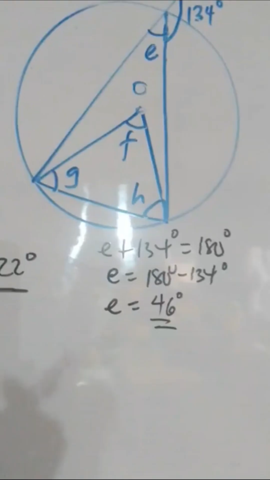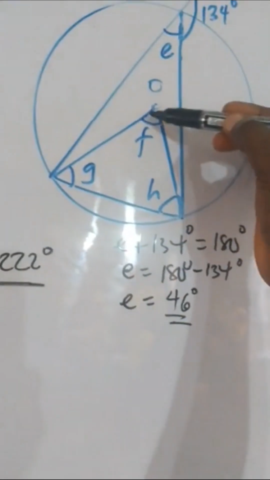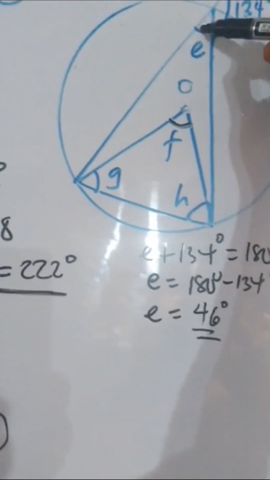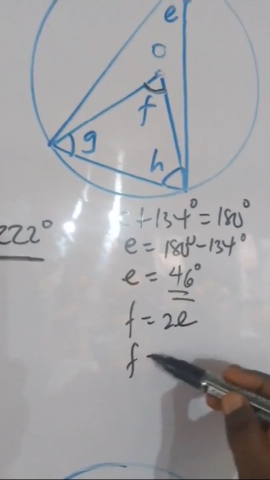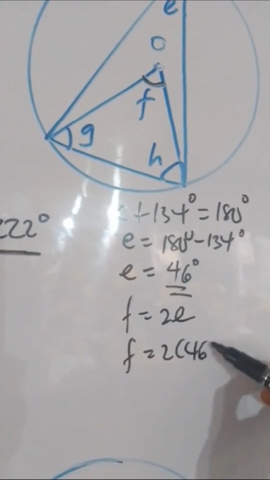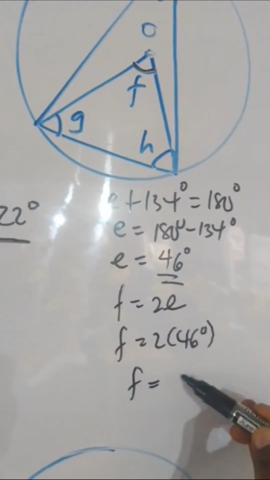What can we get next? Yes, we can get F next. Why? Because this angle at the center is twice the one at the circumference. So it means F equals to what? 2E. So what is E? 46. So from here, what is F? 92.